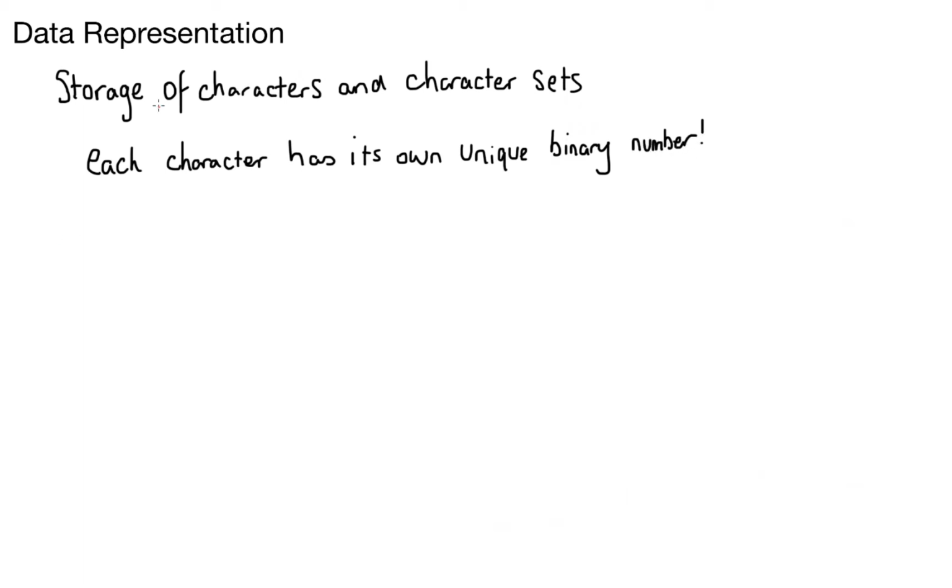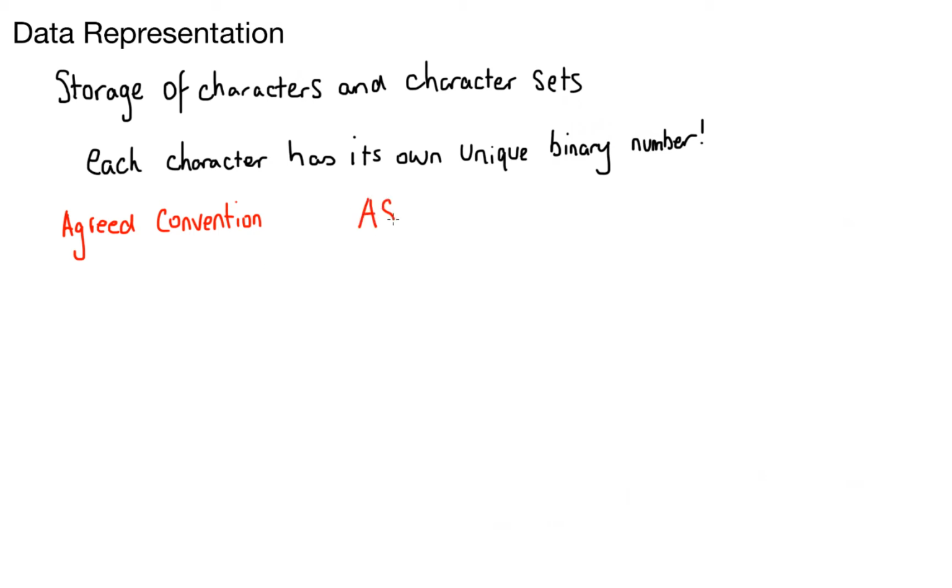Now imagine a world where we didn't have a set convention for all our different characters and character sets. Every different character had a binary number, but we didn't have an agreement on which character set we used. Well, it would be chaos.